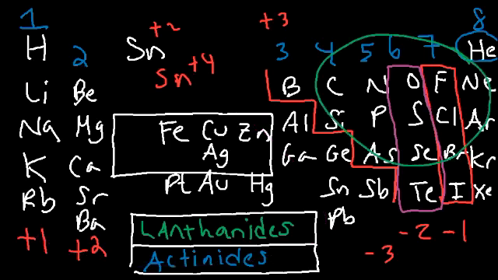Now the elements on the upper right side of the periodic table represent the nonmetals. The nonmetals do not conduct electricity. They're insulators. And they like to acquire electrons. The nonmetals are electronegative. As they acquire electrons, they gain negative charges. Fluorine is the most electronegative element on the periodic table.